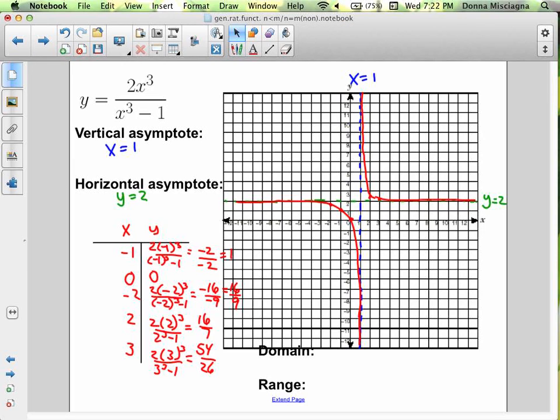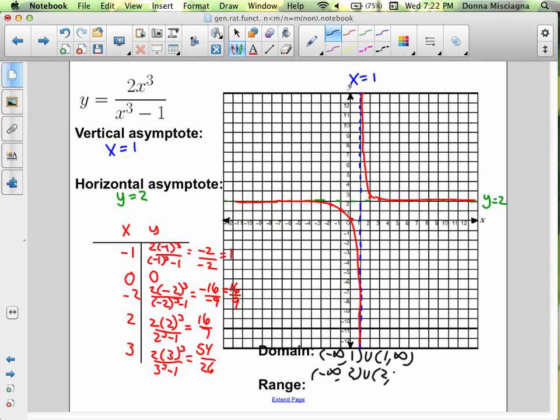All right? Domain and range. Domain is just going to be everything but the vertical asymptote. So negative infinity to 1, 1 to infinity. And the range, it did not cross the horizontal asymptote, so everything but the horizontal asymptote. Negative infinity to 2, 2 to infinity. So these cubic ones look an awful lot like the other ones, but they're going to head to the asymptote faster. So we need to make sure we've got an accurate table of values to show that.